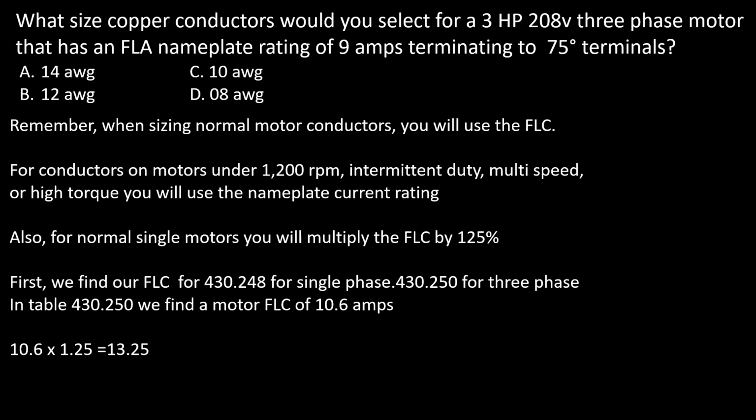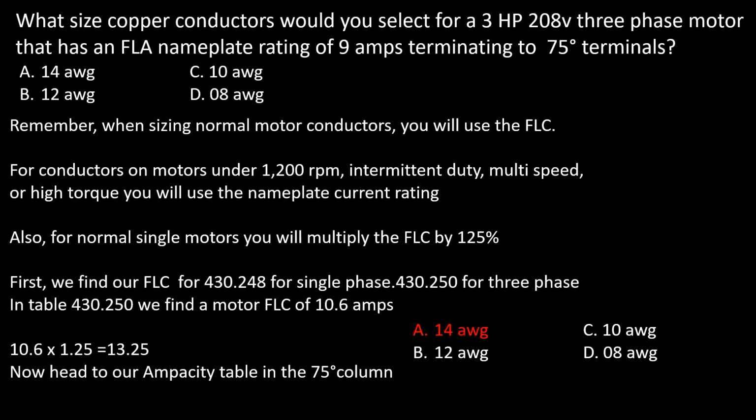You're going to be in 310.15(B)(16) in the 2017, and you're going to be in table 310.16 in the 2020. What we're going to do is head to the 75° C column. When you are dealing with motors, you are going to select the conductors based on whatever the terminal rating is. So if it says 60, 75, or 90, whatever it states, that's what you're going to be selecting from for your question. All right, let's go ahead and jump right into it. In this case, we come down, we find that a 14-gauge wire in the 75° C column is good to cover our 13.25 amps, and we select A.